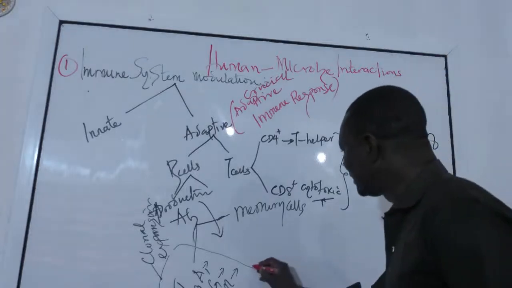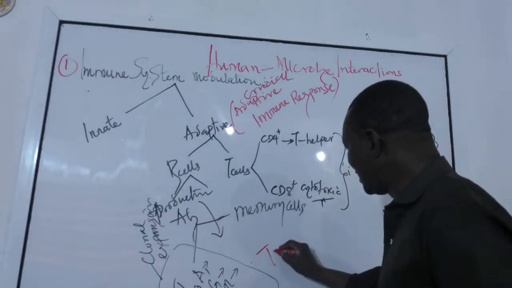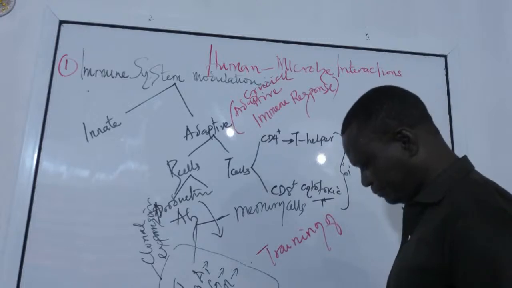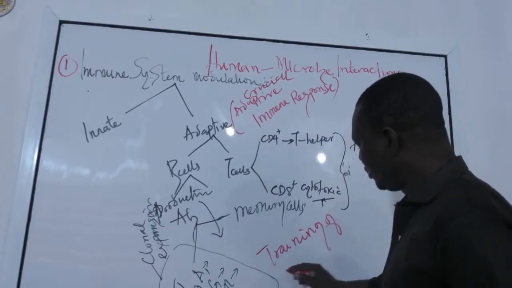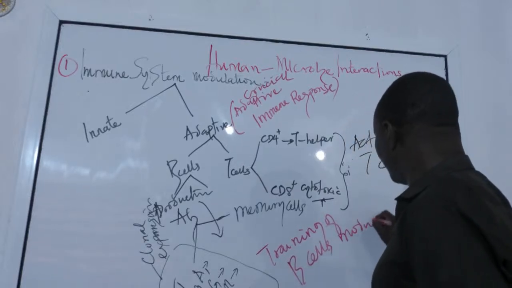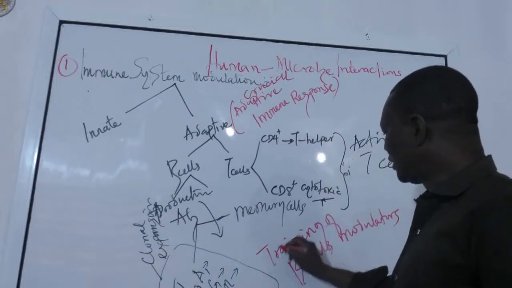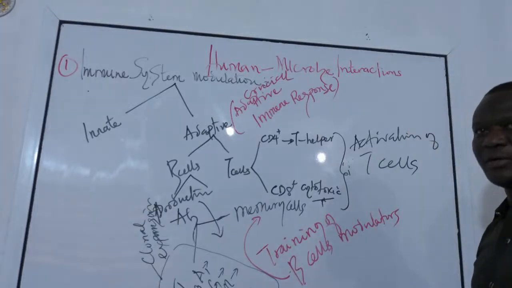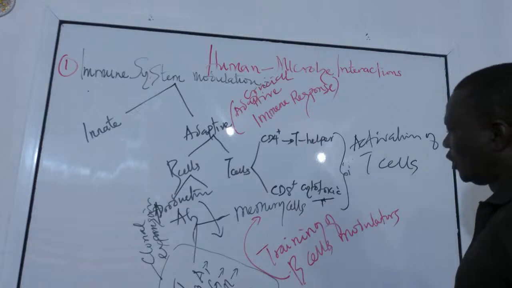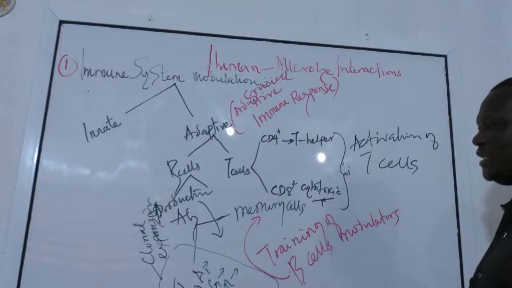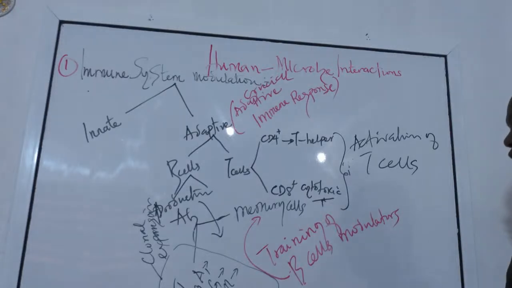Apart from that, they also play a crucial role in training B cells. They are B cell modulators. They help in training the memory cell so that by the time the pathogens actually come, it will be able to remember quickly, and that's why the response is going to be more precise and much more specific than it used to be in innate immunity.